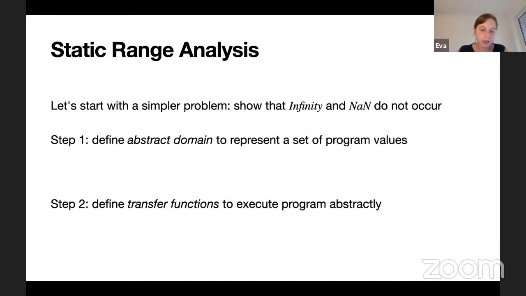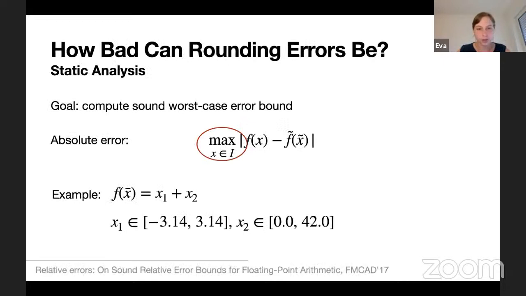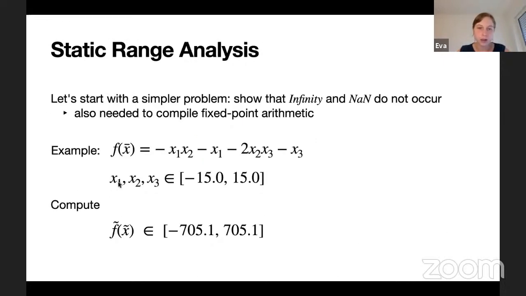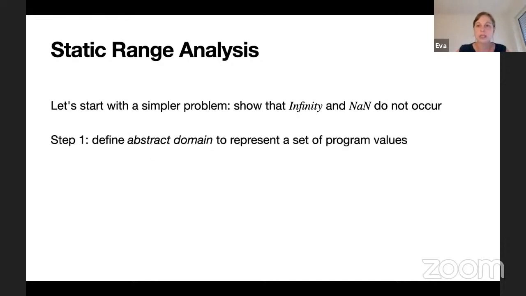Okay, so what I mean by sound is that the result that we compute captures all the possible concrete executions. So in the case of range analysis, maybe I can go back here. It means that if I pick any value for x1, x2, and x3 that is within the minus 15 and 15 bound, the result of evaluating the function f is guaranteed to not be outside of the range that I have computed. So it will definitely be within minus 705 and 705. I hope this answers the question. And for rounding errors, it means that there does not exist a concrete execution that would have a rounding error that is bigger than the bound that our analysis computes. So it's a guaranteed upper bound.